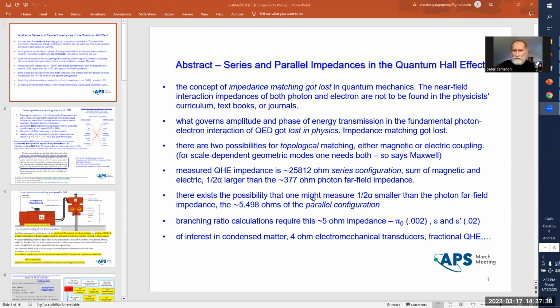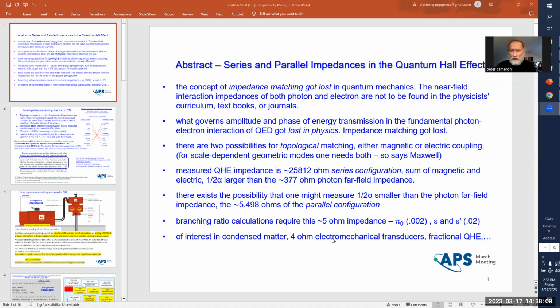But there's also the possibility of a parallel configuration, which is down at about 5.5 ohms. And branching ratio calculations, you'll see a little bit later, they require this 5 ohm impedance to get the pi zero branching ratio at 2 parts in 1,000, and the eta and eta prime at 2 parts in 100. So this is of interest in condensed matter, obviously. We're looking at it for the vacuum in some sense.